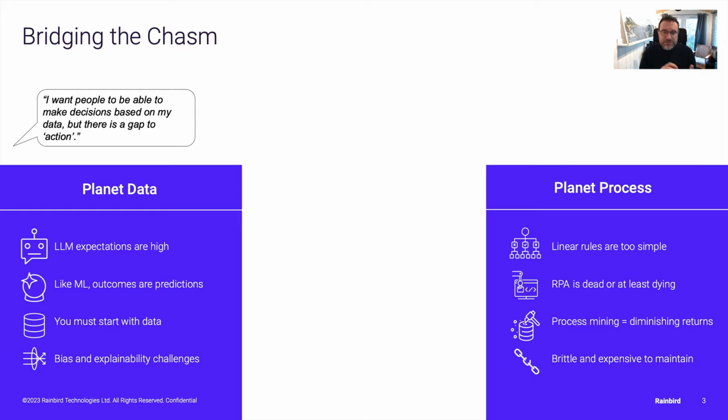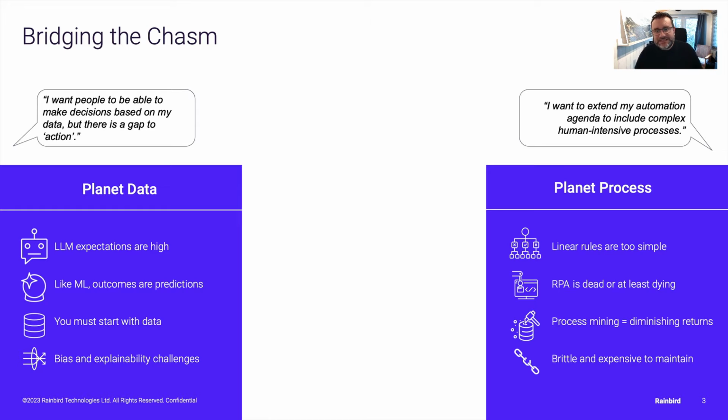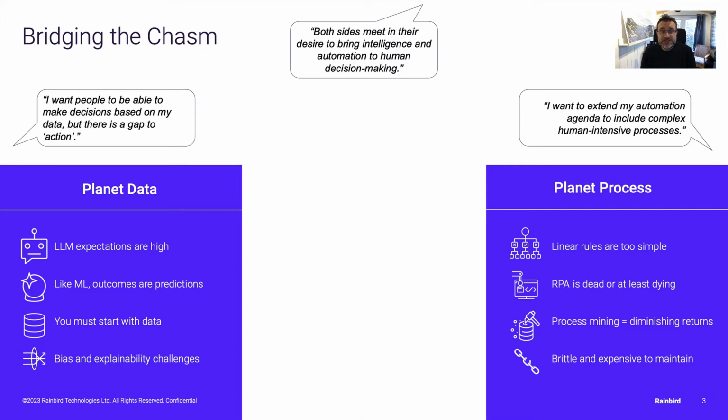So the result is that we build these processes that are very limited, they're brittle and they're difficult to maintain, but yet people on Planet Process have similar aims to people on Planet Data. They want to extend their automation agenda to include more complex, more human-like decision processes. And so they meet in the middle, these two worlds. They meet in the middle in their desire to bring intelligence automation to human decision making. And this is where Rainbird sits. And this is what decision intelligence is.